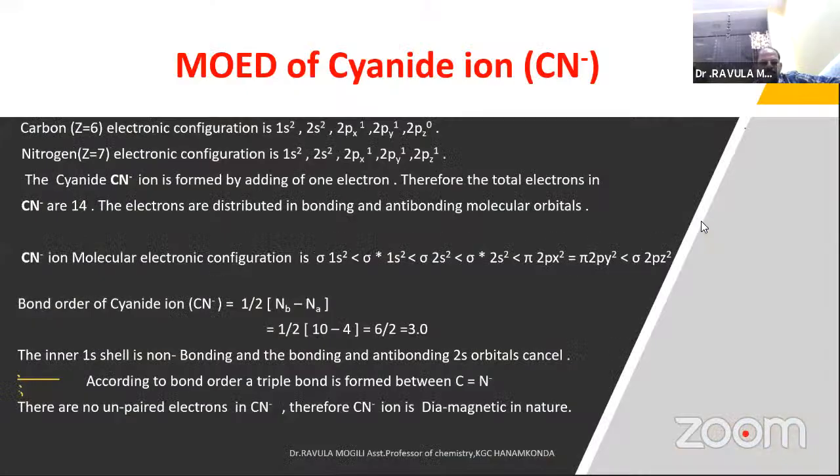In that chart, for CN minus, the bond order is 3.0. It's similar to CO and the nitrogen molecule.